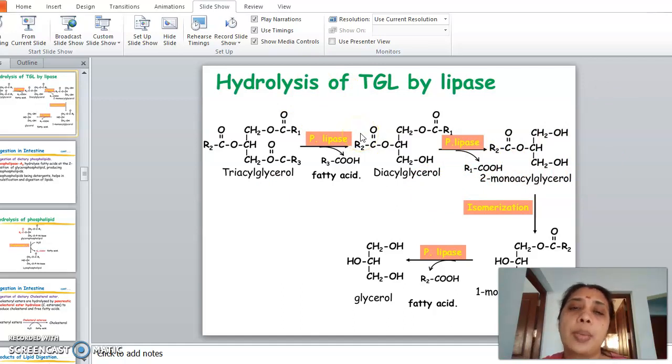Now, there's something extra to be explained about lipases. Pancreatic lipase is a very potent enzyme, no? So these enzymes are actually synthesized in their precursor form, also known as zymogen form. I think you might have heard this term, zymogen, in enzymology, right? So zymogens are the inactive forms of enzymes. Typically, such enzymes are synthesized as zymogens.